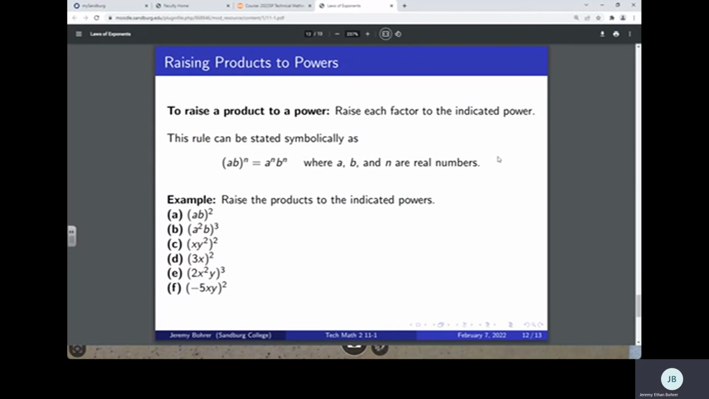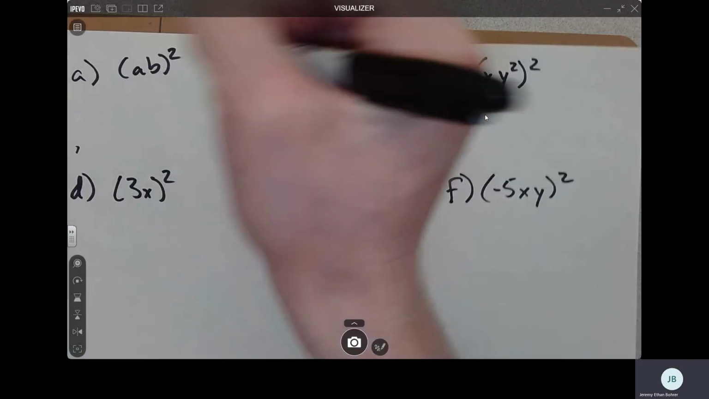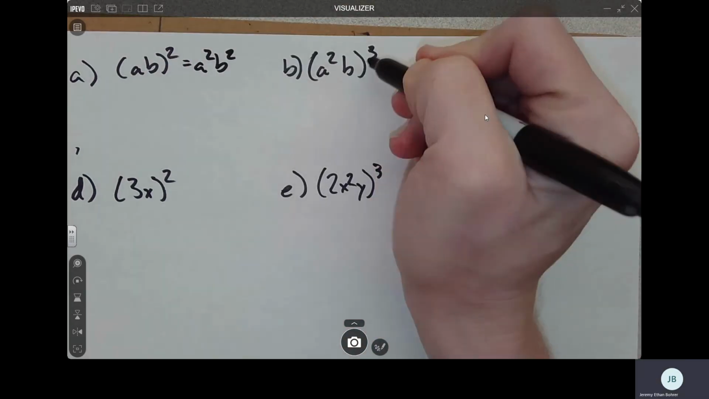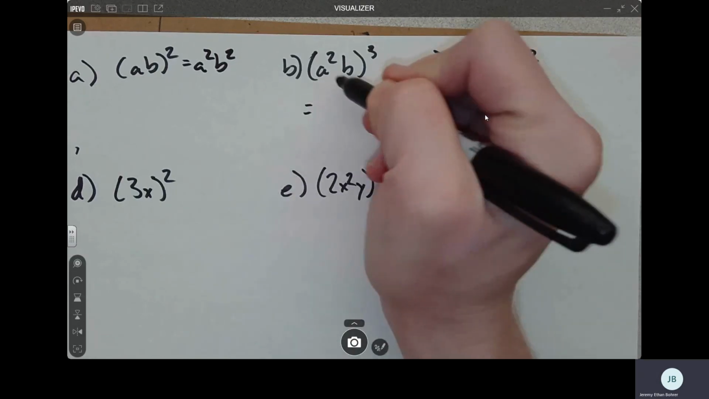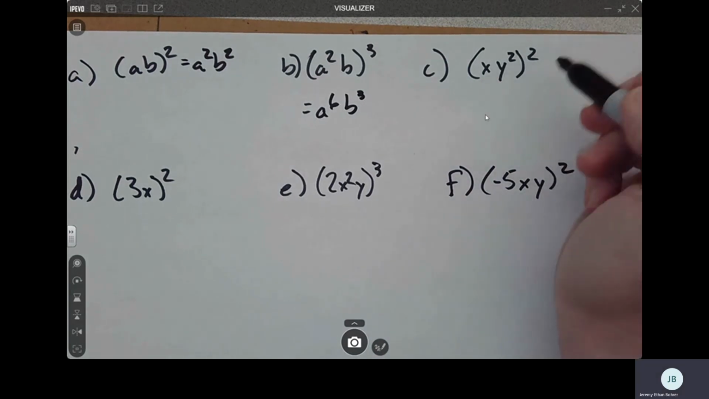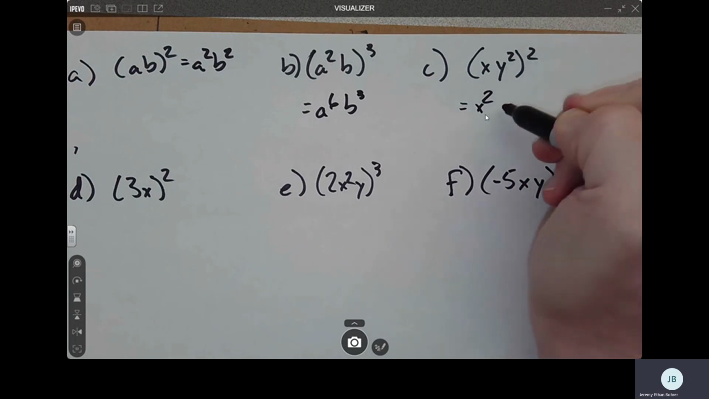Next, almost done. You've got these 6 problems on page 12, which ask us to raise the products to the indicated powers. Here we go. We've got ab squared, so that's a squared b squared. A squared b quantity cubed gives us a to the 2 times 3 is a to the 6th, b cubed. Xy squared quantity squared is x squared y squared squared, so that's y to the 4th.